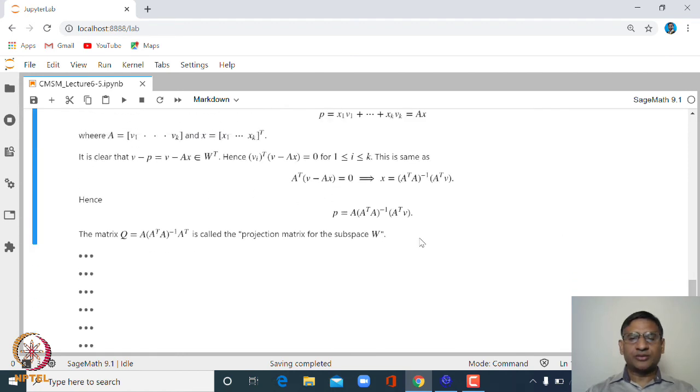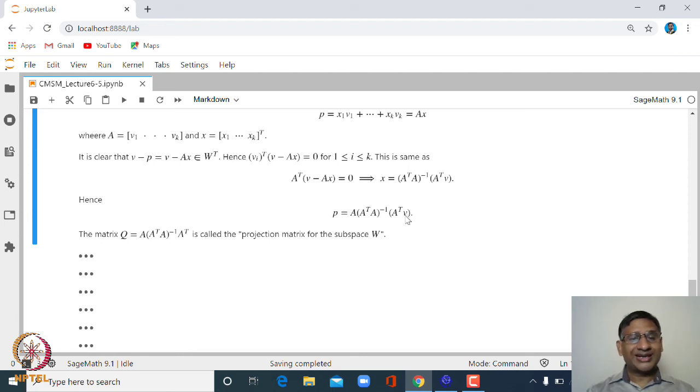So therefore we have obtained an expression for orthogonal projection of a vector V onto W. What is that vector P? Vector P is Ax, and what is X? X is (A transpose A) inverse times A transpose V. Therefore P is A times (A transpose A) inverse A transpose V.